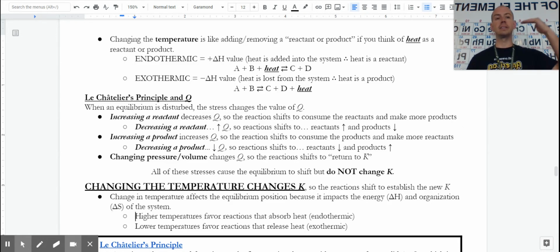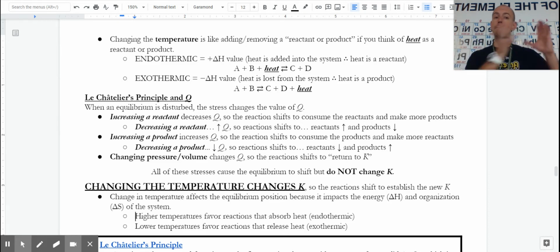When we think about K as that P over R, product over reactants, we can really think about, to get to the right value, to get to the correct ratio as described in the problem, which thing do I need to have more of? We also have right here, if I decreased a reactant, well, now I have less of the thing on the bottom, so that has the opposite impact.